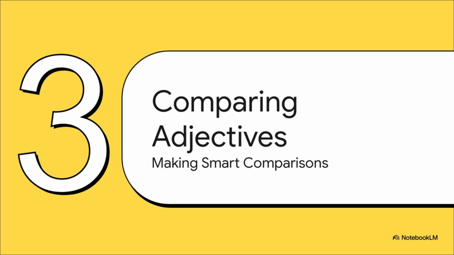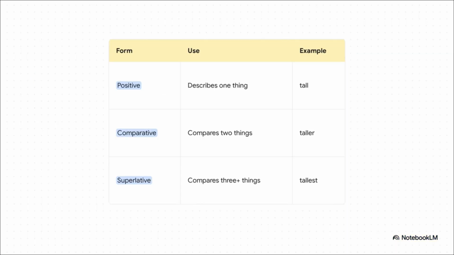One of the biggest jobs adjectives have is helping us compare things. And thankfully, there's a simple system to get it right every time. You see, adjectives have 3 degrees of comparison. First, you've got the basic or positive form. This just describes one thing, like a tall building.